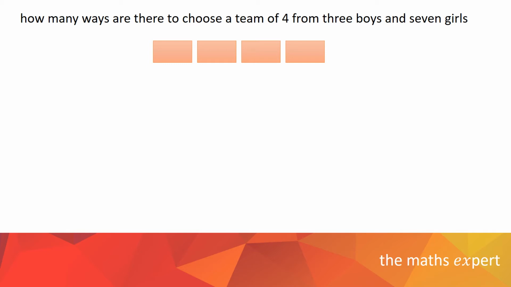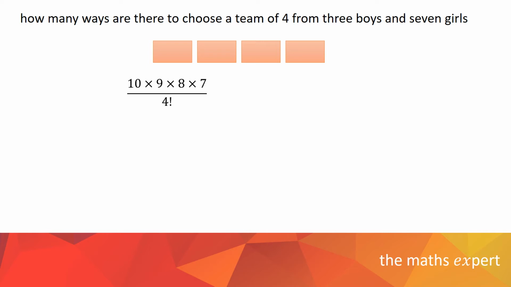There are 4 slots, so we will begin with the calculation of 10 times 9 times 8 times 7. We now need to divide out the repeats, so again need to ask ourselves how many of the same combination will appear when we are thinking about permutations. The answer is the number of ways we can arrange the same sets of 4 people in these 4 slots. Therefore, we divide by 4 factorial.